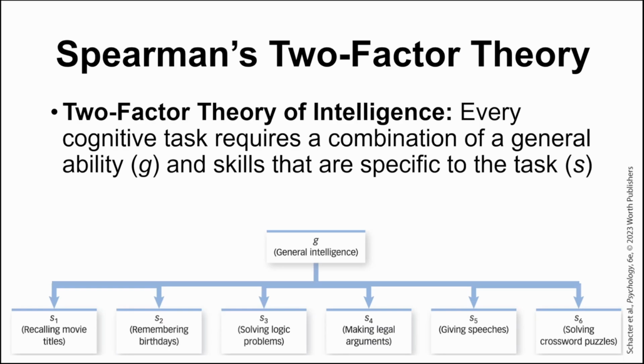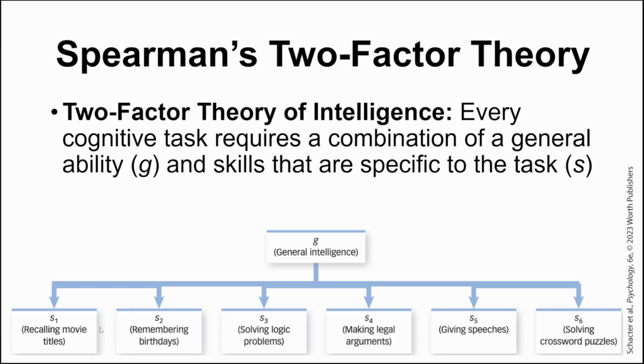Now, if you have low g, then you're going to typically score lower on those cognitive tasks. But to explain the fact that some tasks are going to be better than others, even though there is that positive correlation there, he then talks about his second factor, which are these skills that are specific to a given task. So these specific skills are going to be kind of like this here, where we have this bottom layer labeled as S's. So these are going to be individual cognitive tasks.